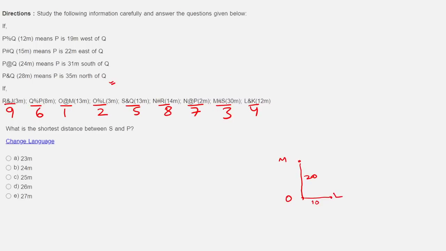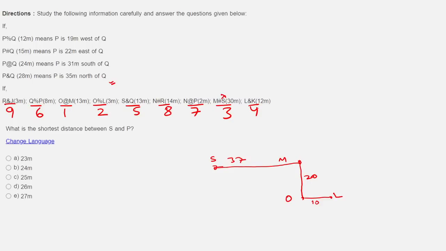Third, M to S, right? This is 30 meters, and M S means M is east of S. M is east of S by 37 meters. That means what? I can just draw a big line here of 37 meters between M and S. 37. Done with the third wala.